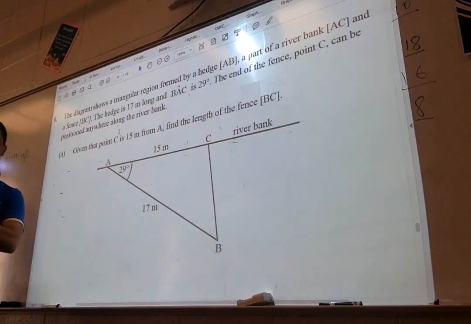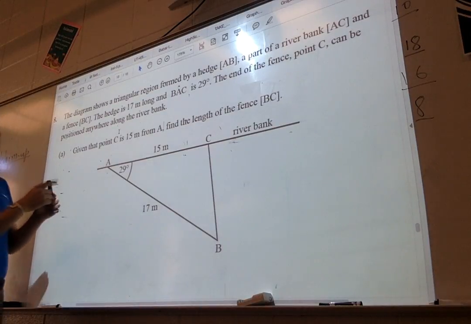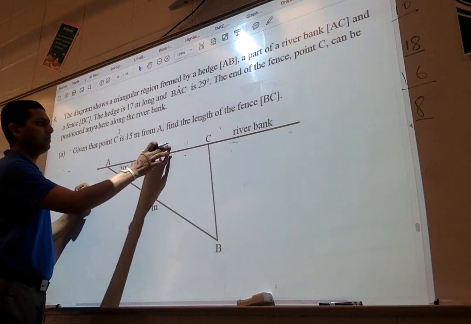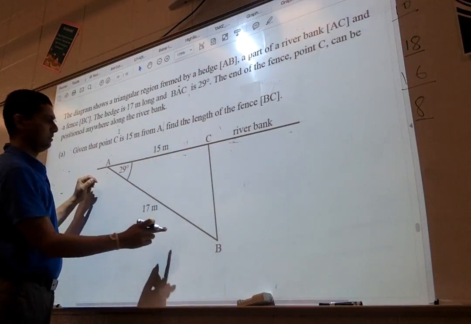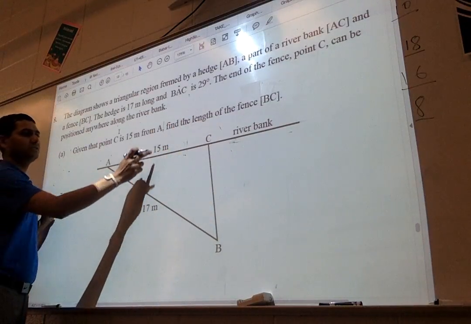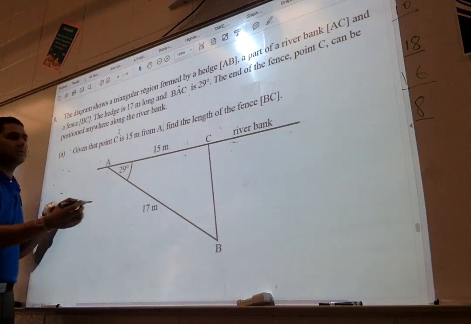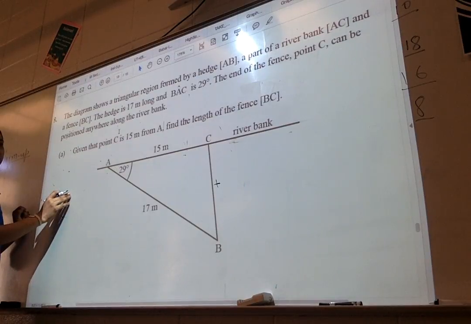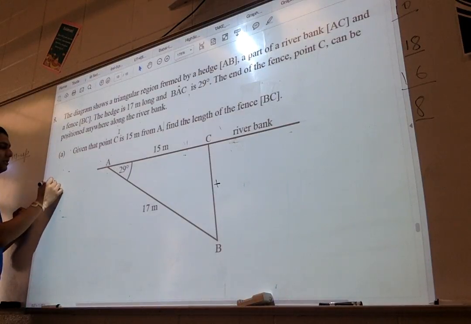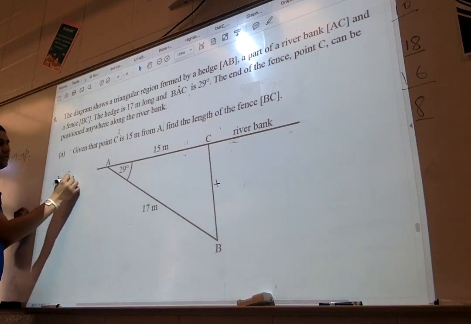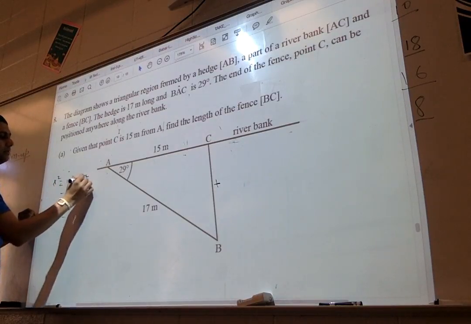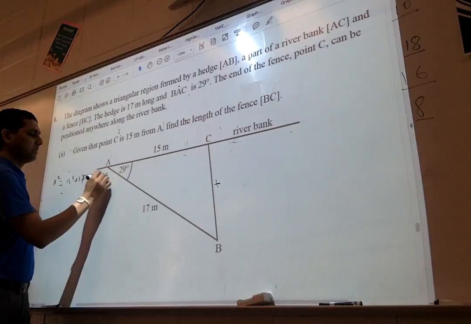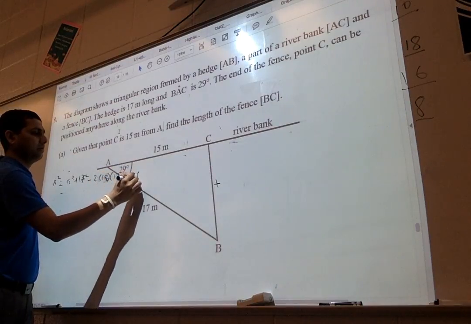That's pretty straightforward. So he is given that the point C is 15 meters from A. Find the length of the fence BC. So you are given these two lengths. Let this be x, and you can go for cosine law. x squared is equal to 15 squared plus 17 squared minus 2 times 15 times 17 times cosine of 29.